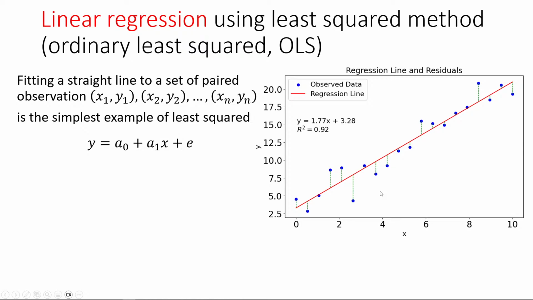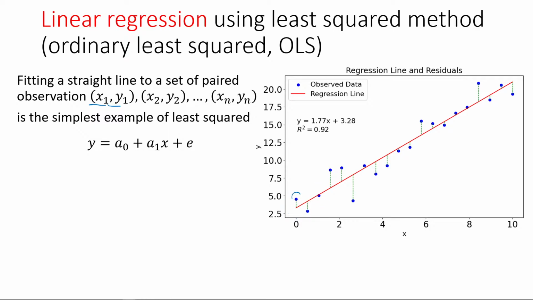Okay, so let's start with the least squares method, also called ordinary least squares, OLS. The idea is that you are fitting a straight line to a set of paired observations. So you have a paired observation like x1 and y1. At x equal to 0, I got this y1. This is this observation. At x equal to whatever, I got this y2 here. So this is my data.